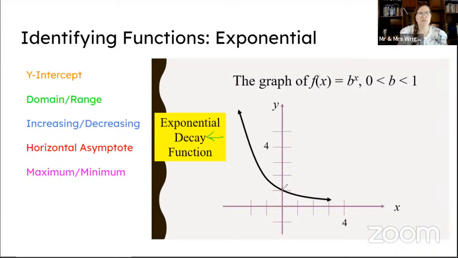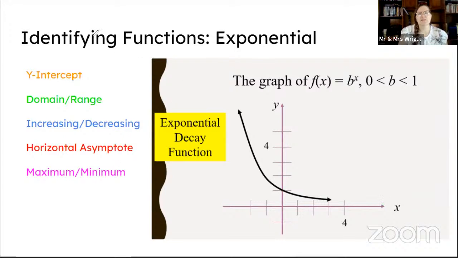So this also has a y-intercept. The domain is exactly the same. The range is exactly the same, from the horizontal asymptote to infinity. This one is decreasing, right? There is a horizontal asymptote. In this particular case, it's y equals 0 again, and there's still no minimum or maximum.